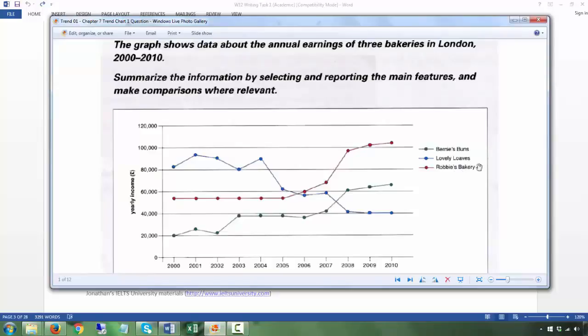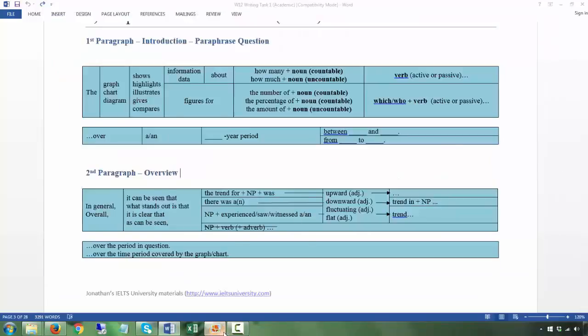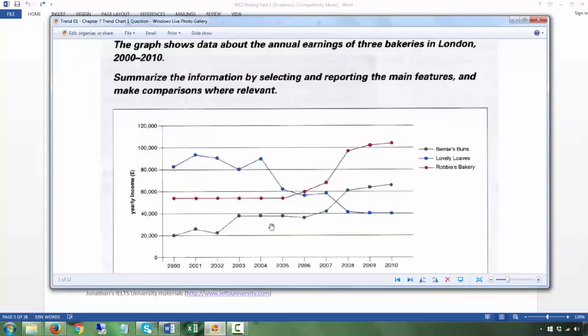What do you mean by the trend for? Okay, the trend for Bernie's Buns was upward. What do you mean by the trend for Bernie's Buns was upward? If somebody told you that without giving you the whole context, would you understand? That means every year Bernie's Buns building is becoming taller and taller? Because you said the trend for Bernie's Buns going upwards. What does it mean?